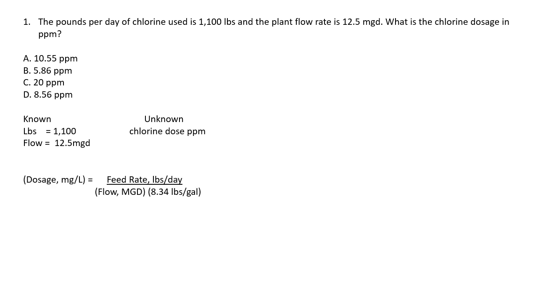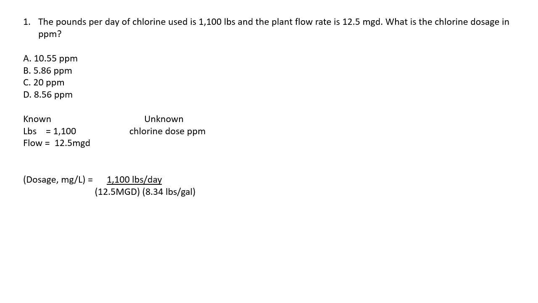So here we have that rewritten. Dosage, milligrams per liter, is equal to the feed rate, pounds per day, divided by the flow, million gallons a day, times 8.34 pounds per gallon. All our units of measurement match, so we can go ahead and plug it into our formula. So we have 1,100 pounds per day divided by 12.5 million gallons a day times 8.34 pounds per gallon.